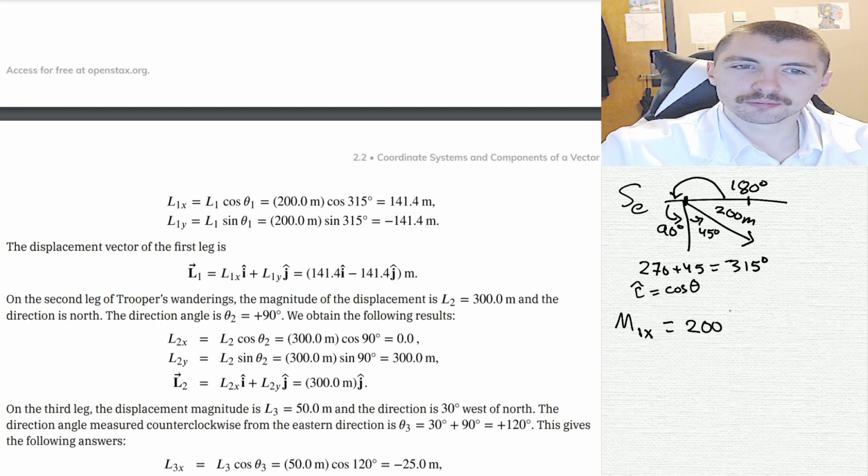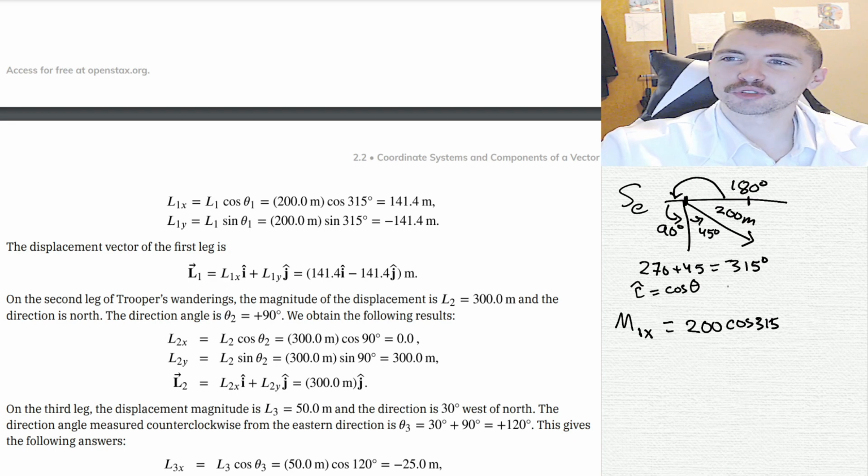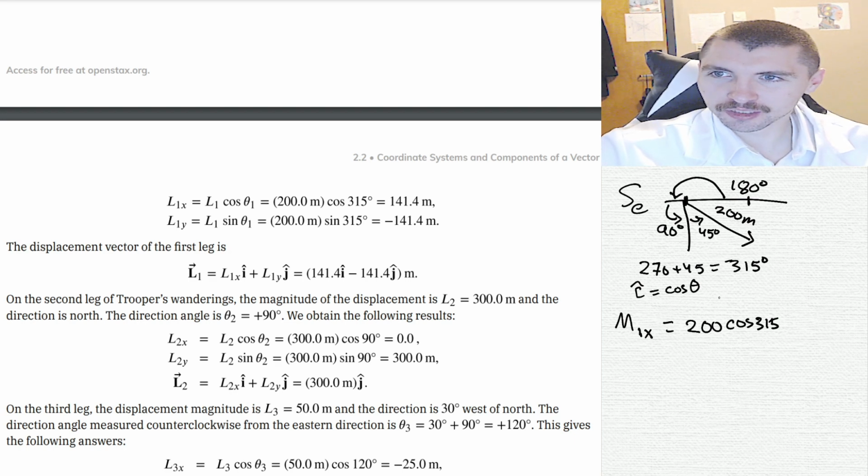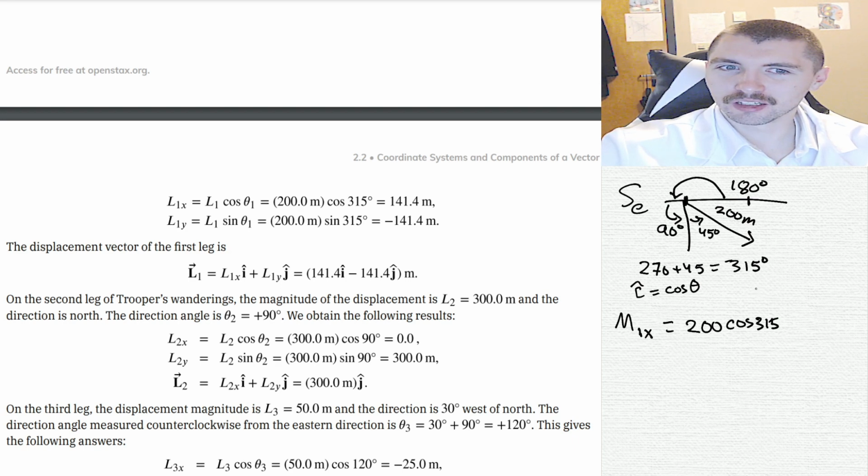We're doing 200 times cosine of 315. So you might be wondering, why am I taking so long? It's because I'm trying to understand the trig. I never took trig in high school. I kind of just bulldozed through calculus, so I don't have the greatest trig intuition. So I'm trying to understand how this is working.